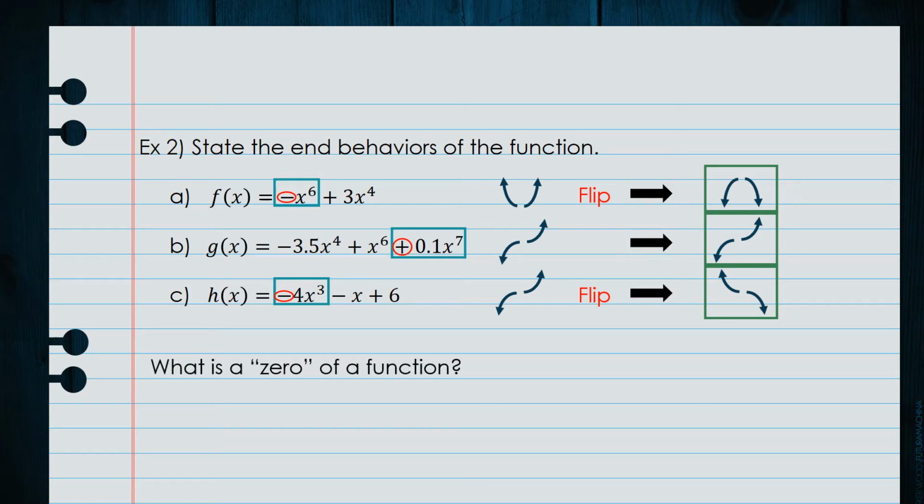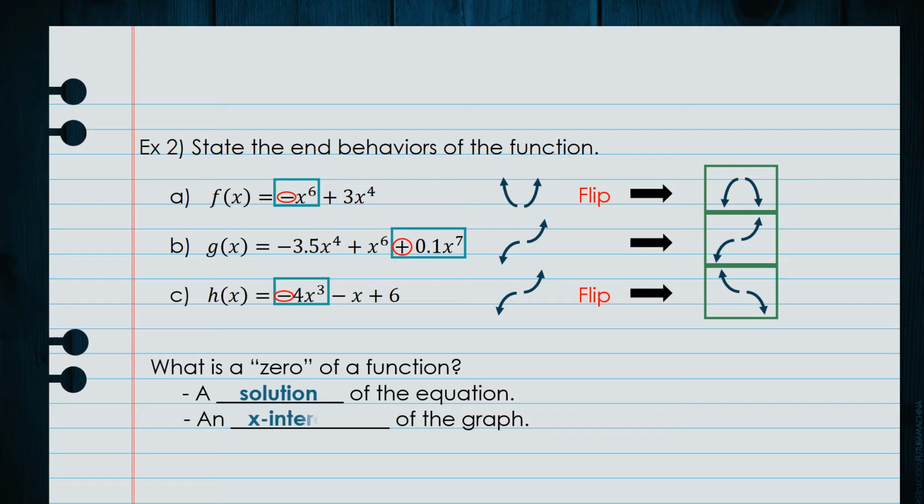Now let's recall, what is a zero of a function? Well, it's a blank of the equation, and it's a blank of the graph. Well, when you're talking about a zero of a function, that means you're talking about a solution of the equation, and it means you're talking about an x-intercept of the graph.